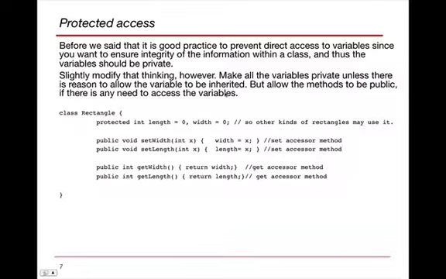So before we said it was good practice to prevent direct access to variables since we want to ensure the integrity of the information within the class, and everything therefore should be private. However, we're going to slightly modify that because we want to make all the variables private unless there's a reason to allow the variable to be inherited. So in the case of square, it might be obvious that we would need the length and the width, and so therefore we might convert this from private to protected, and still do the same where we allow the public methods to be visible for access to those variables.